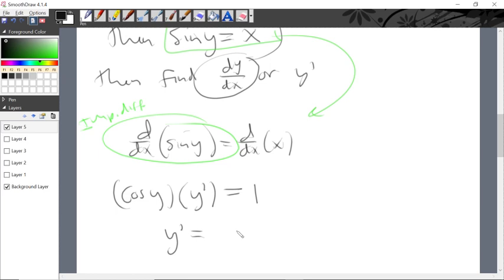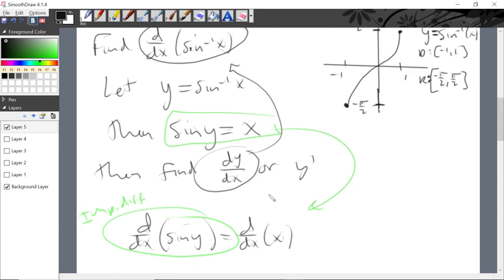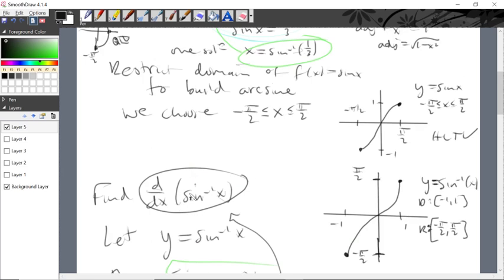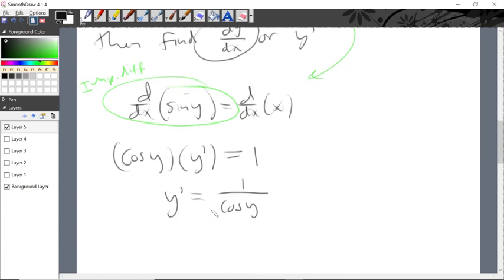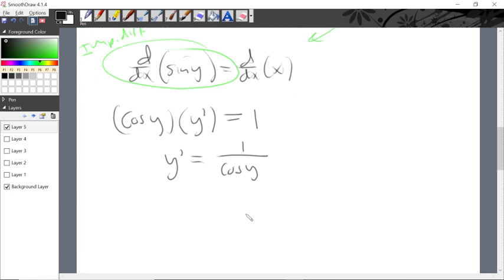Y prime is equal to 1 over the cosine of y. And we could leave it like this if we knew what y was, if we in fact knew the cosine of y. But we really want to do better than that, because we want a formula that tells us the derivative of the arc sine of x. That's if we know the input x, we want a formula that will tell us the derivative when we're using that value of x rather than solving for y. So what is the cosine of y?